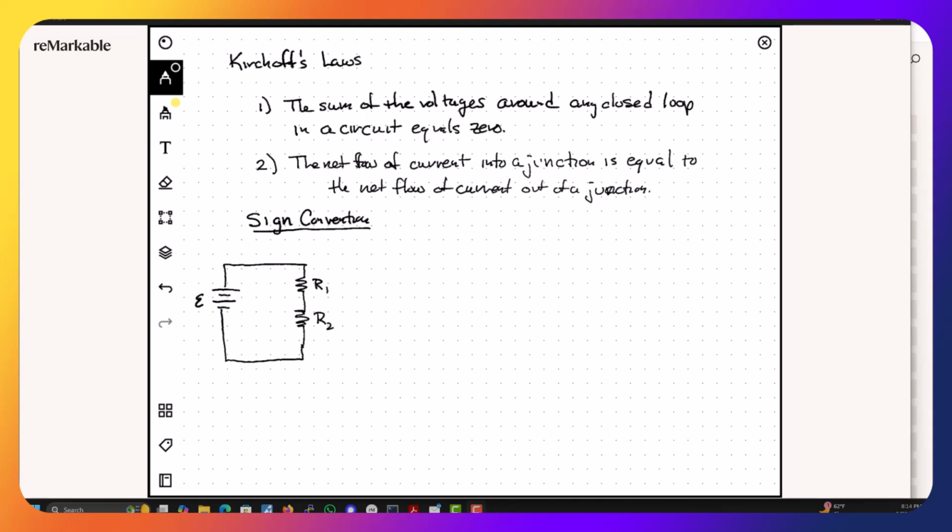So when I have a problem like this, I have to do a few things. I have to guess the current or currents.